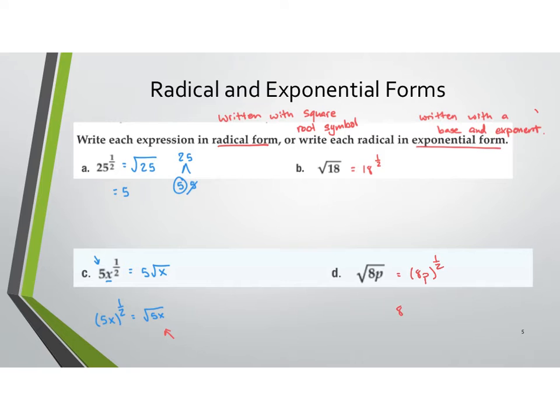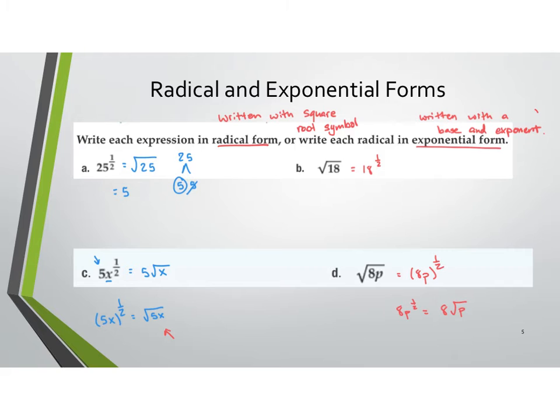If I had just written it like this, that would not be the same thing because that would give me 8 square root p. So whenever you have multiple things underneath the radical, make sure you include them inside parentheses to indicate that that is indeed your base. Okay, and that was the first topic.